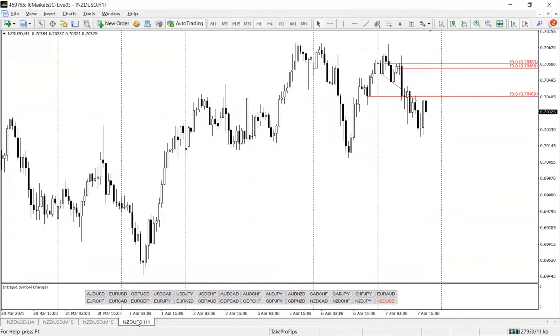And if you have any questions, please feel free to ask. Okay. So this was the breakdown of today's trade. This is why I took the New Zealand US dollar trade today, and it was a profitable trade anyway, so it was still fine. If anybody has any questions, please feel free to ask me.